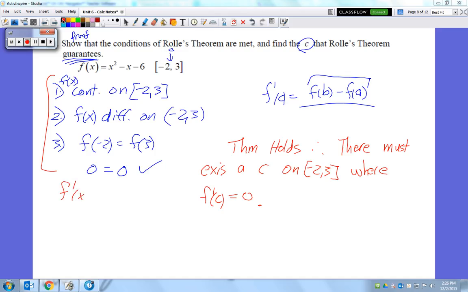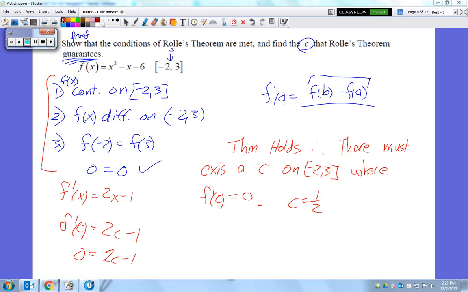F prime of x is equal to 2x minus 1. Therefore, f prime of C is equal to 2c minus 1. It goes without saying. We're just showing it with c values. And then when we solve this, after setting it equal, anyone, what am I going to get for c? C is 1/2. Is c being positive 1/2 in between -2 and 3? Yeah, so it works. Sometimes it won't, but in this instance it works.